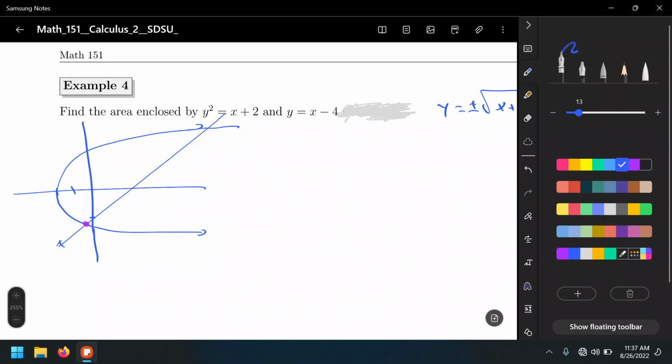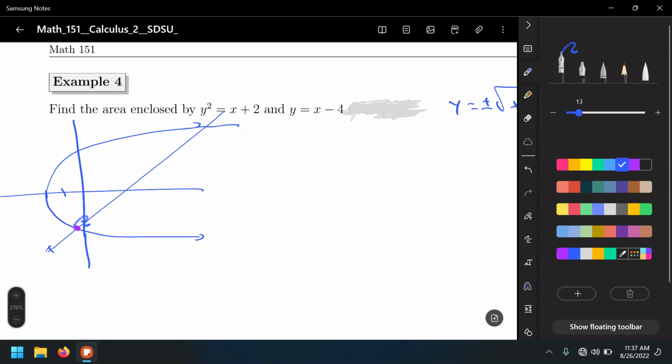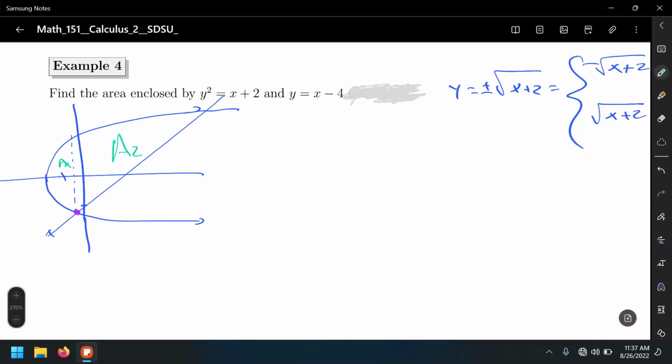Because of this sharp corner, this is not a smooth curve. We would have to break the problem into two regions of integration. That is area 1, and this whole thing would be area 2. So the total area will be the integral for area 1, which in this case would be the top minus bottom. That is, top is the square root of x plus 2 minus negative root of x plus 2.